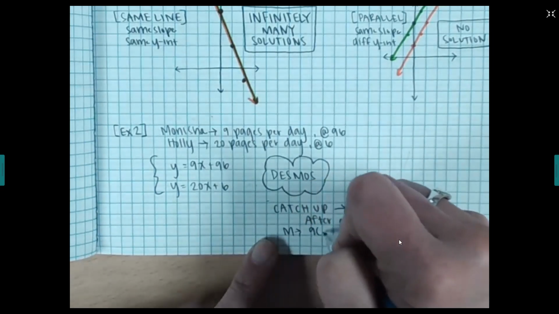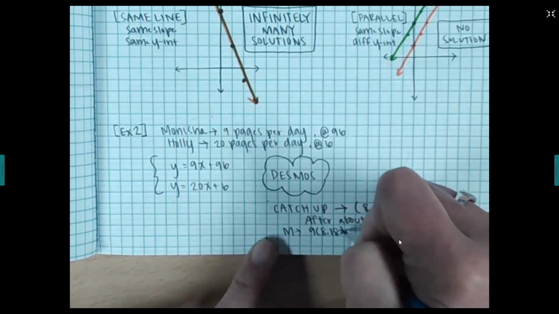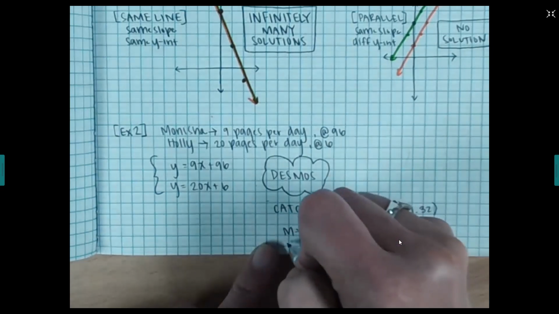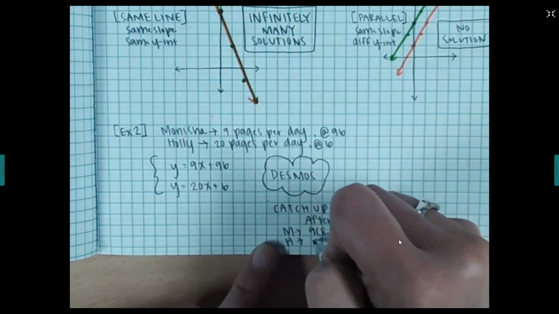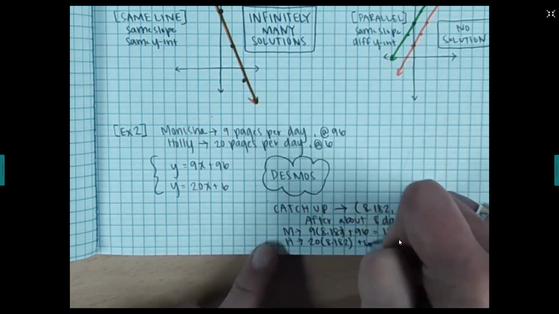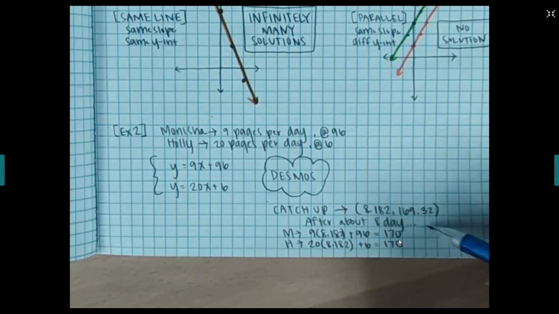we're going to do 9 times 8.182 plus 96, and I get in my calculator 170. And for Holly, I plug in 20 times 8.182 plus 6, and I also get 170. So after about 8 days, Monisha and Holly are at the same number of pages, and so that is when Holly catches up and she begins to pass Monisha.